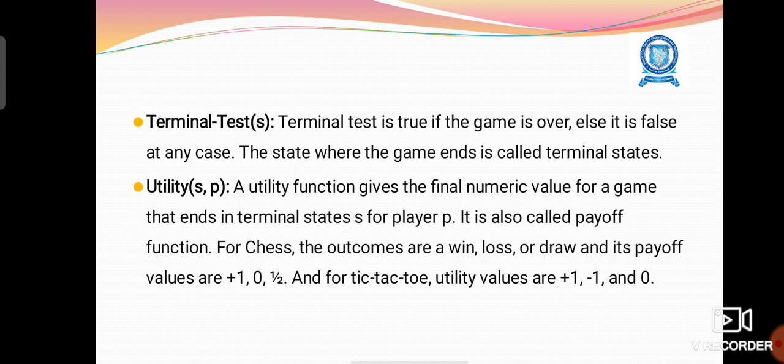Terminal test: it is true if the game is over, else it is false. The states where the game ends are called terminal states. Utility: a utility function gives the final numeric value for a game that ends in terminal states for a player. It is also called a payoff function. For chess, the outcomes are a win, loss or draw, and its payoff values are +1, 0, and 1/2. And for tic-tac-toe, utility values are +1, -1 and 0.